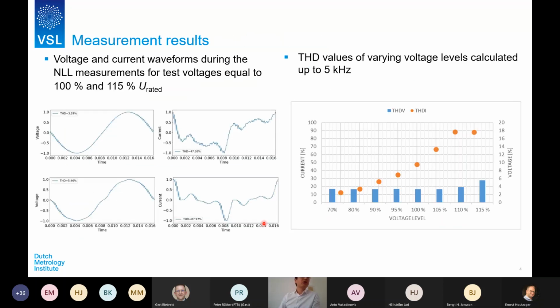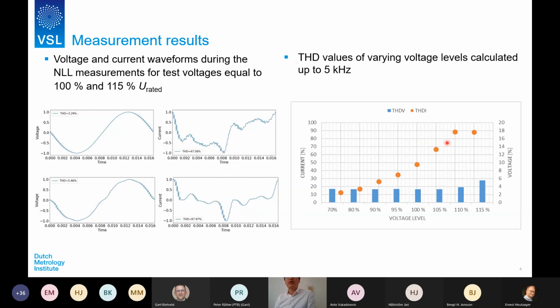Let's see some results. In the left part of this slide, we can see the voltage and current waveforms during the measurements, with 100% and 115% of the nominal voltage as examples. The THD for 100% is around 3.3% for the voltage and 48% for the current. For 115%, it increased dramatically: the voltage THD is 5.5% and the current becomes 88%.